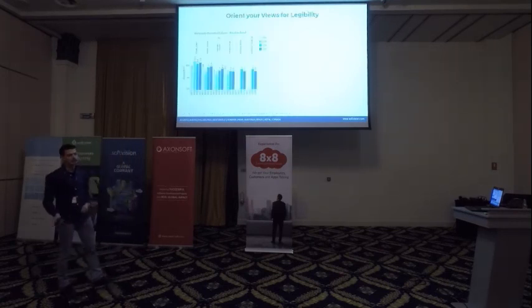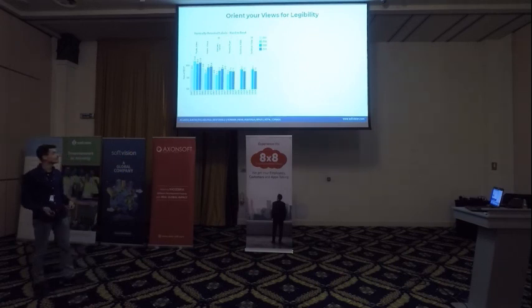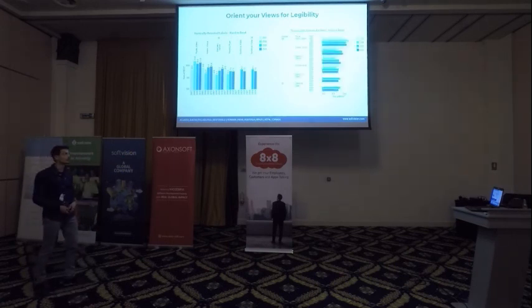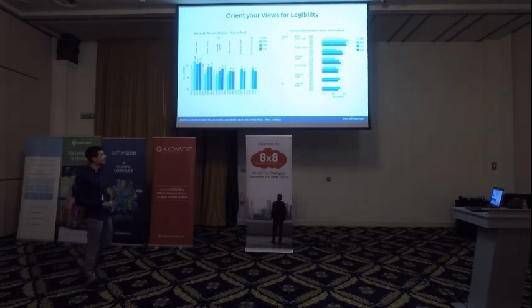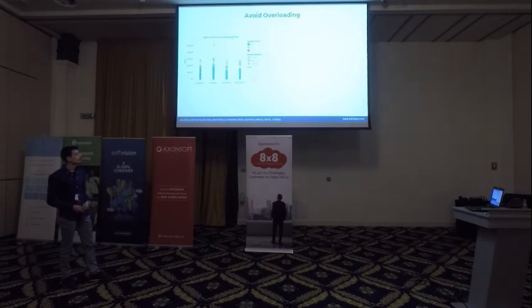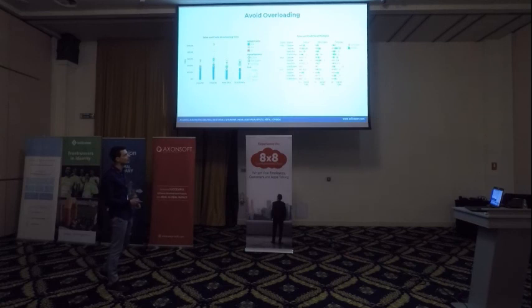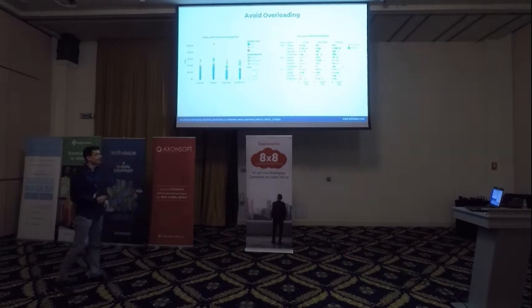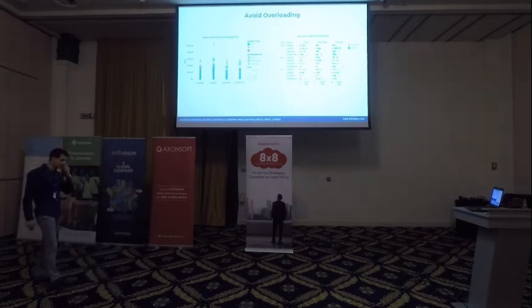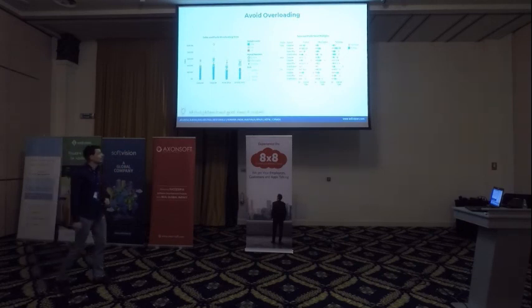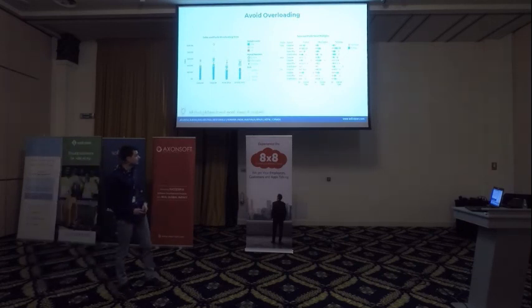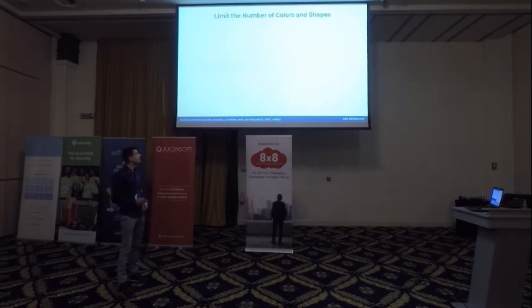Another thing would be to orient your views for legibility. Of course, you want to have the labels visible and easily understandable. So just keep it clear and readable. Avoid overloading. This chart here has lots of colors, lots of shapes, lots of variables in it. Try to avoid that. You could split the data in a different way, like in this example, in order to make it more readable. All that glitters is not gold. Keep it simple.